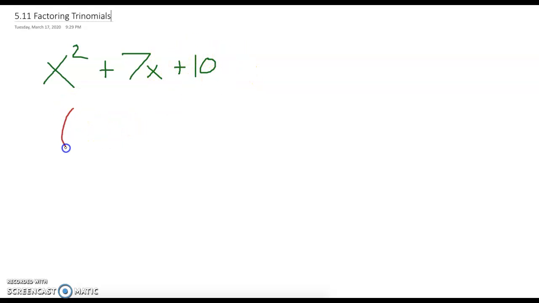The first thing we can do, just so we can see a picture visually, is break this apart. We know that x times x is going to give us x squared. So now we're going to figure this out. There's a couple things we can do. We're going to try the factors of 10. So we know 1 and 10.